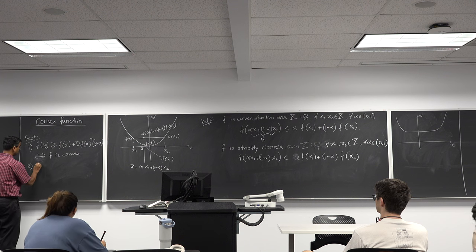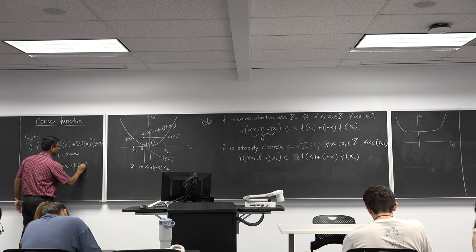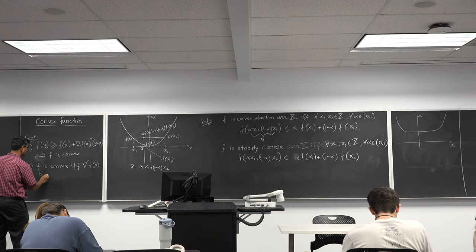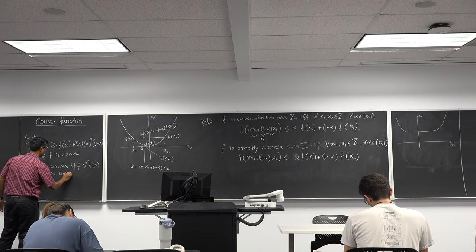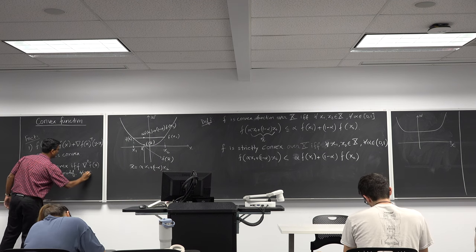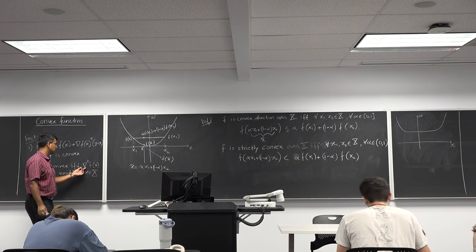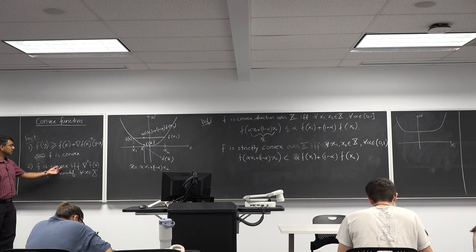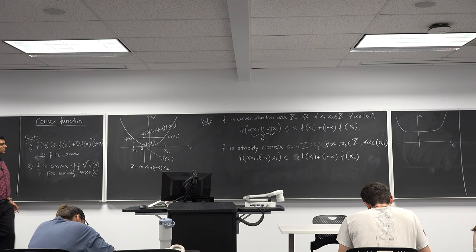And the second one is, f is convex if and only if the second derivative of f is positive semi-definite for all x in capital X. So that's another way to define, but then this requires f to have second derivative. So the second statement is f is convex if and only if the second derivative of f is positive semi-definite at all x.